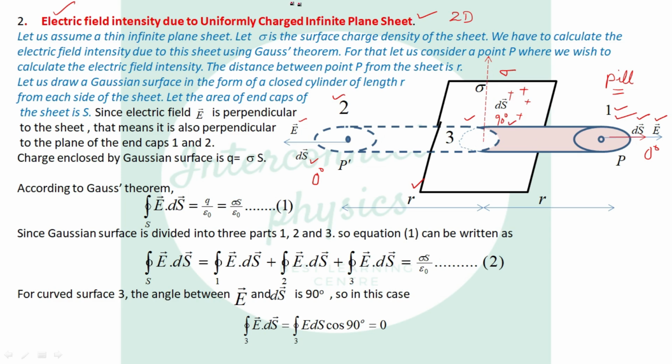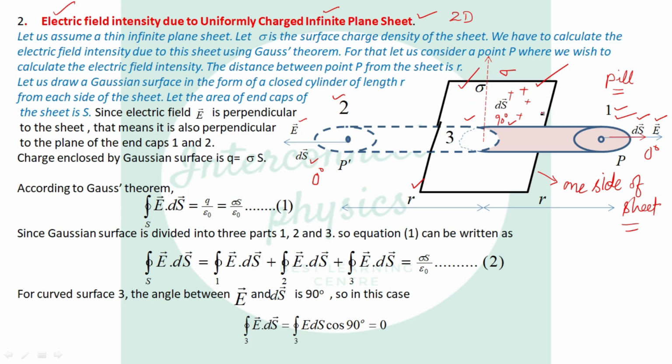Now, what does infinite mean here? It means the distance r, the distance of point P from the sheet, is very small as compared to the dimensions of the sheet. So we consider this sheet as an infinite plane sheet, and in this case of an infinite plane sheet, only one side of the sheet we consider. Always remember this: only one side of the sheet is considered here, only one side surface charge density is considered here.